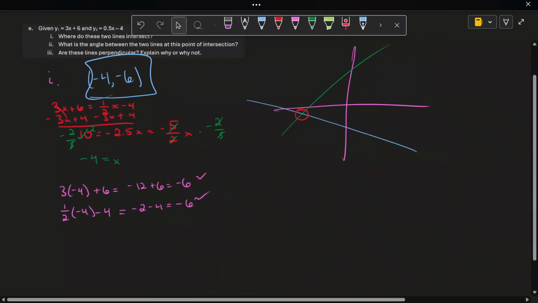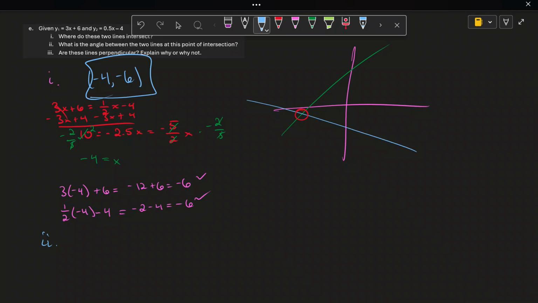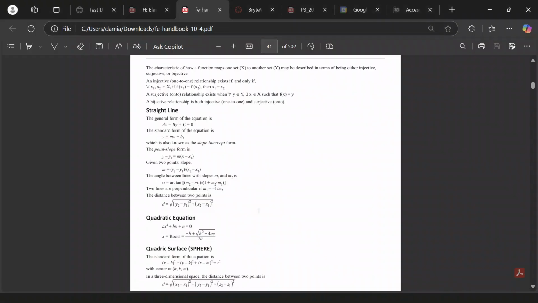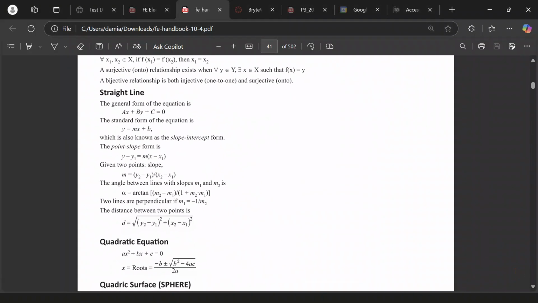What about for part 2? It's asking, what is the angle between the two lines at this point of intersection? Okay, so the angle between these two lines, there is a specific equation we need to use given in the handbook. And remember, the handbook you'll be able to use during the exam.